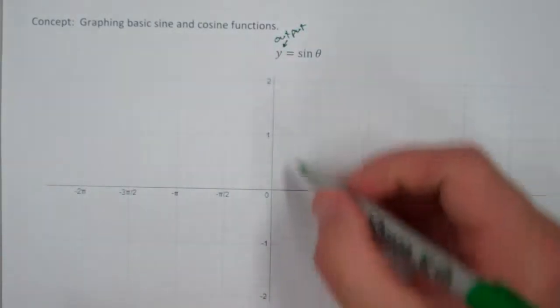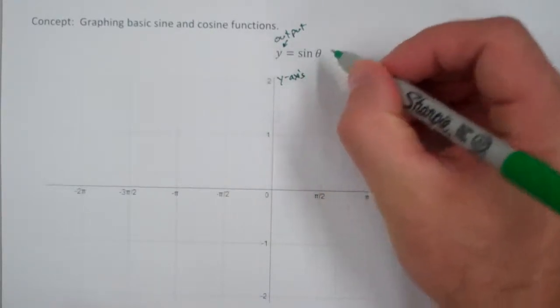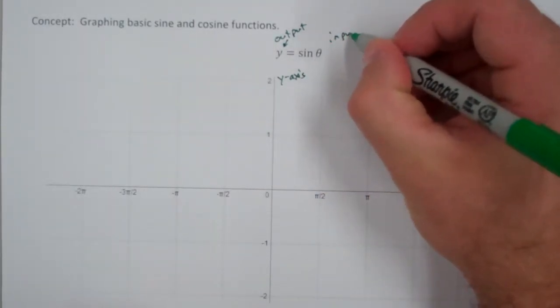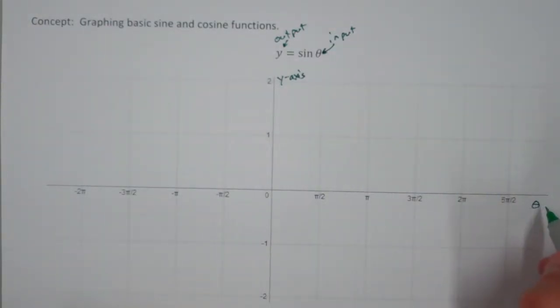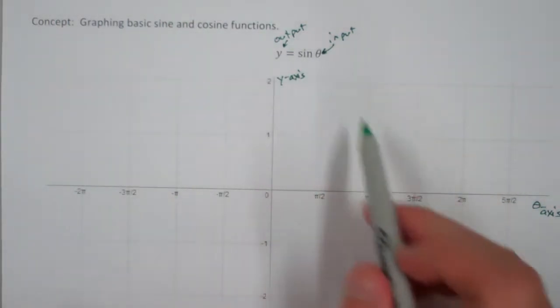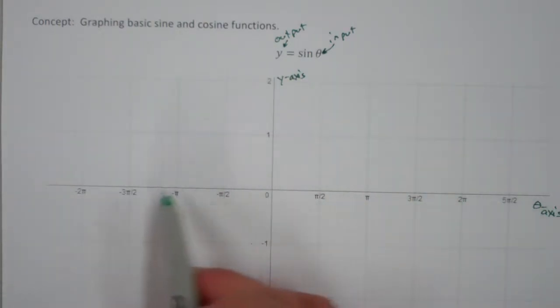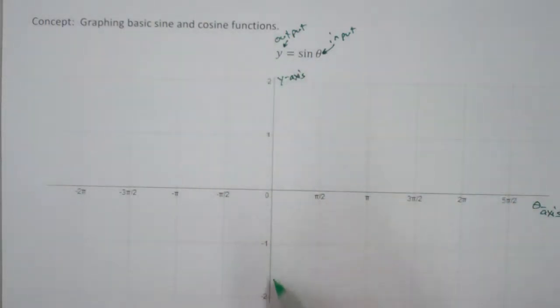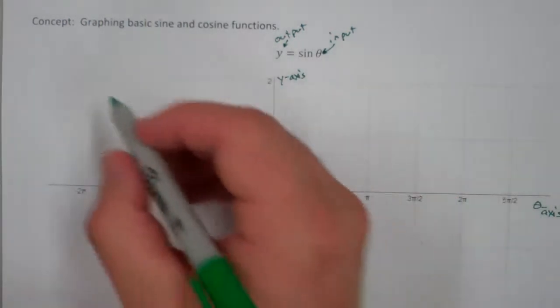It's still going to be the y-axis here. And then theta, that's the input. This is the theta axis. This is also the x-axis, except in this case we don't have an x, we have theta. Keep in mind the inputs are still on the x-axis and the outputs are still on the y-axis. Let's make a table of values and see if we can figure this one out.